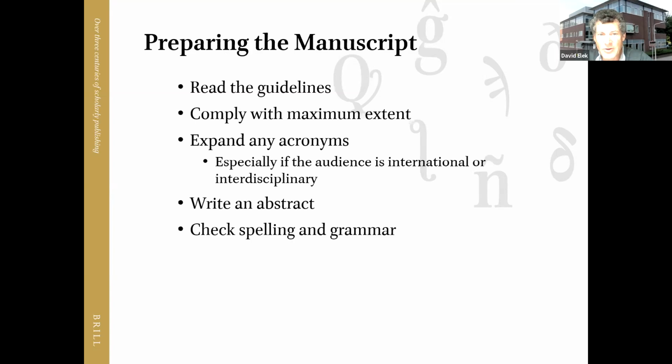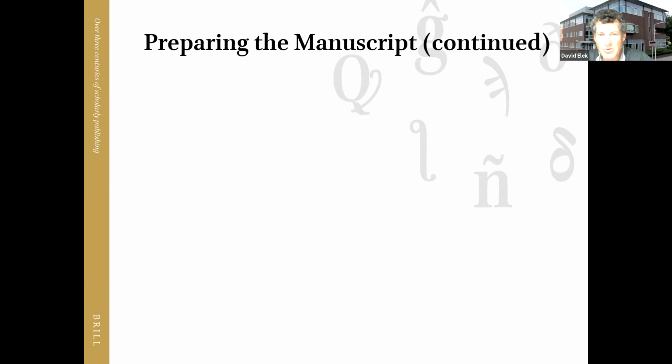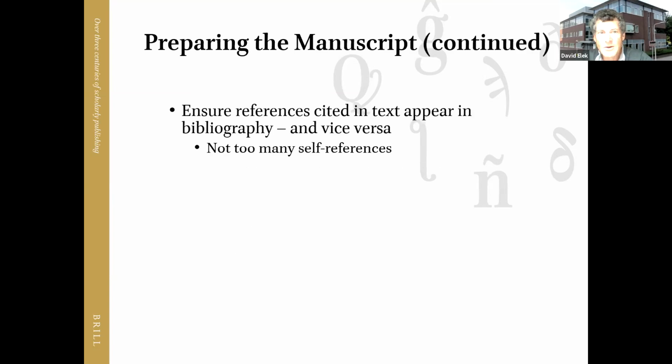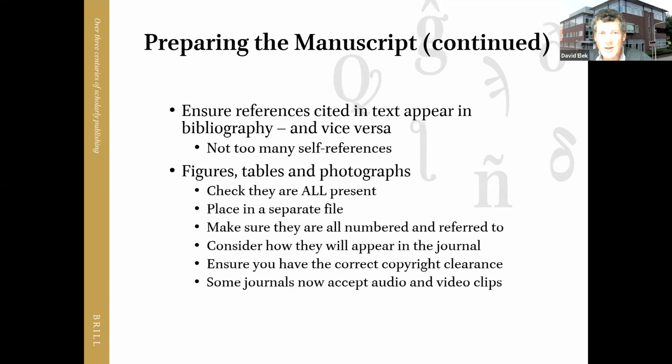You need to write an abstract. Spelling and grammar, it's got to be in good English, as we said, double-spaced and single-sided. The references should be in the bibliography, not too many self-references. If you're including photographs, tables, and pictures, make them all present and place them in a separate file. Check that they're all numbered and refer back to the text, and make sure that they've got copyright clearance as well.